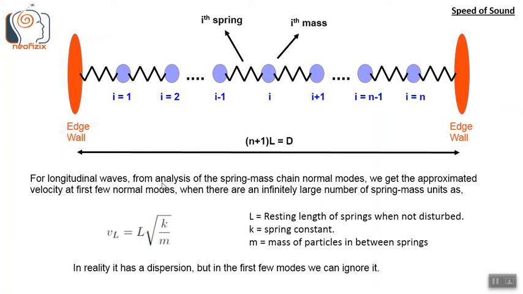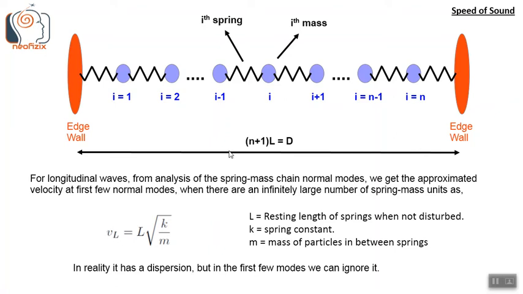So for longitudinal waves, from the analysis of the spring mass chain normal modes, we get the approximated velocity at the first few normal modes when there are an infinitely large number of spring mass units. So this is an approximation which is valid only in the first few normal modes when there are a large number of spring mass units. So then the longitudinal wave speed on this spring mass chain can be written as VL, the longitudinal speed, equals L into square root of K by M.